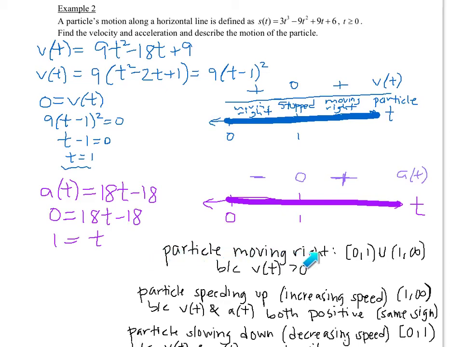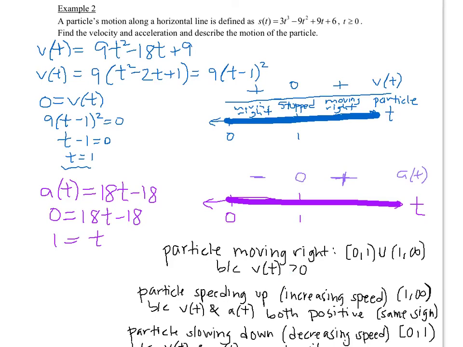The particle is moving to the right, 0 to 1, and we're using a bracket on 0 because that's an endpoint. 0 to 1 union with 1 to infinity. You cannot just say 0 to infinity because at t equals 1, the velocity is 0, so it's not moving at all. Okay, so you have to separate this into two little regions here. And your justification is that the velocity is greater than 0.